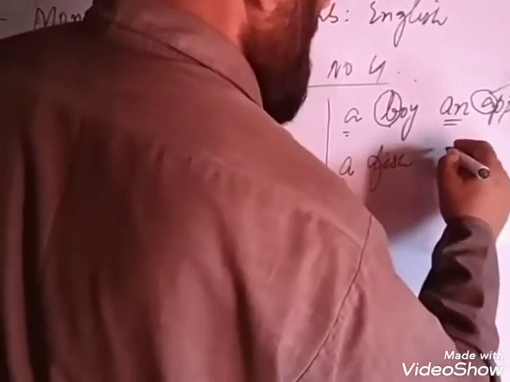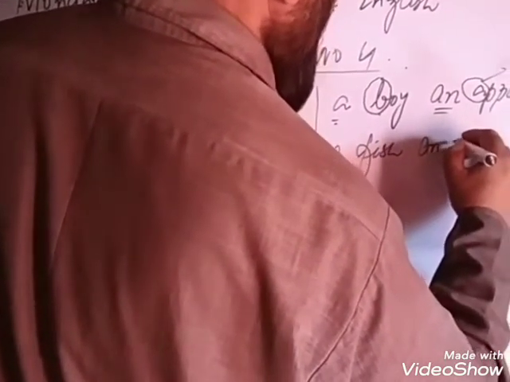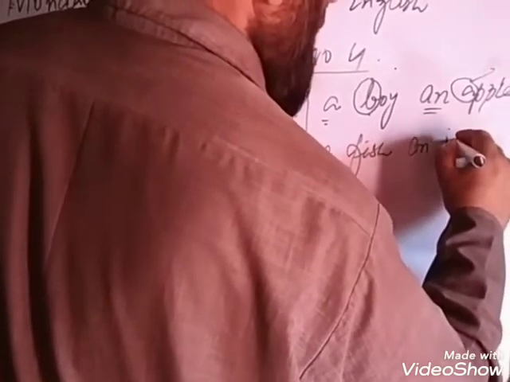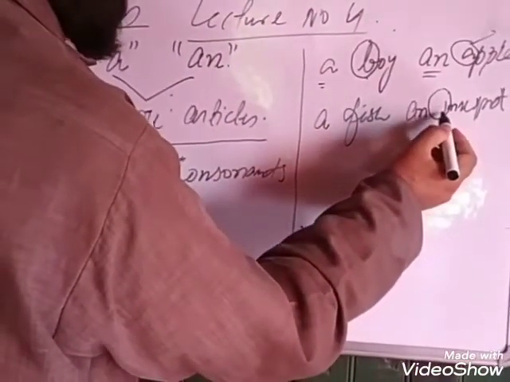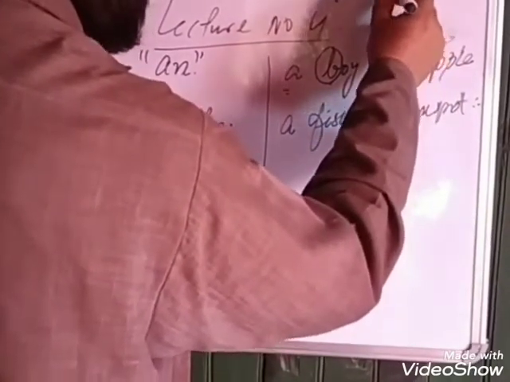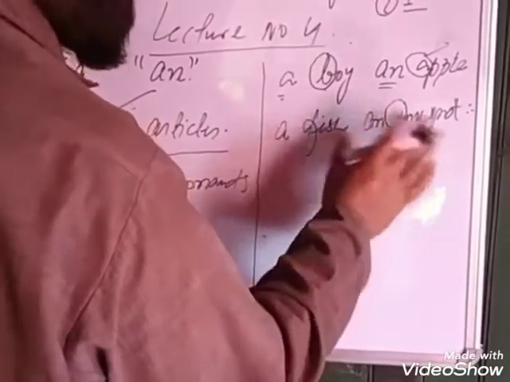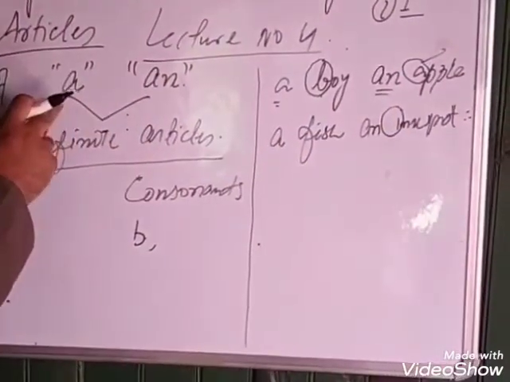Ink pot. So it is the vowel sound. While pronouncing the I, there is no touch of anything. That is why we have used an. So it is an ink pot.